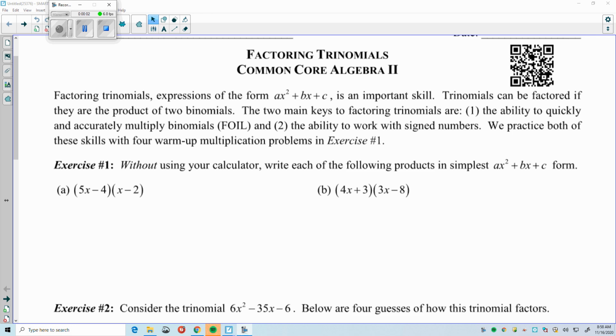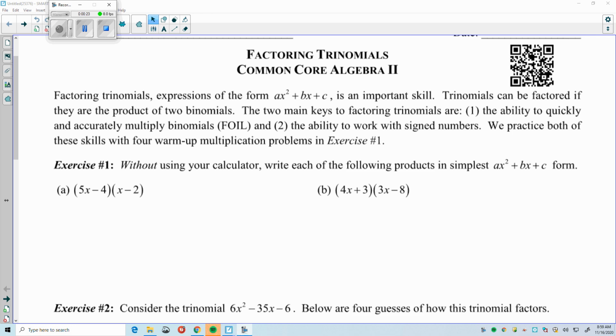So continuing with some factoring, we're going to take a look at factoring trinomials. And in order to really factor trinomials, we need to understand that they are the product of two binomials to begin with. So the main keys of factoring trinomials are the ability to quickly and accurately multiply the binomials.